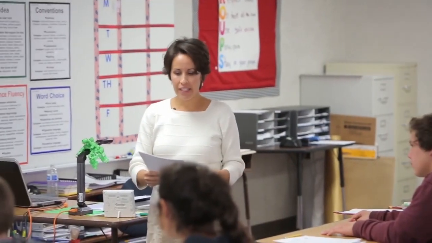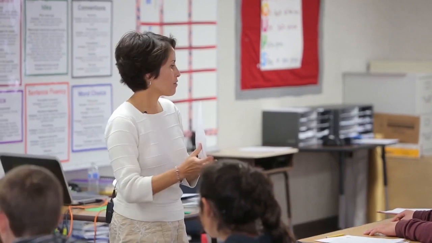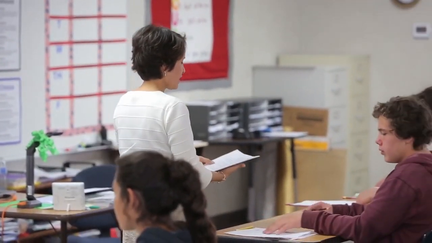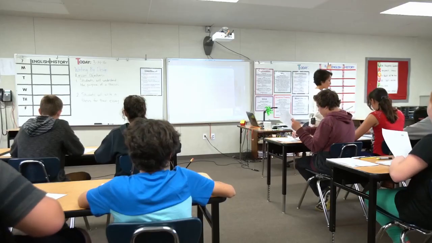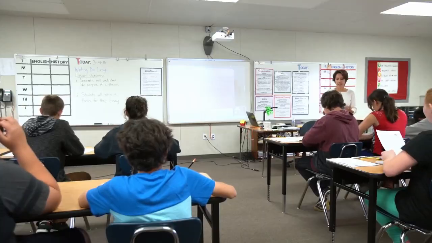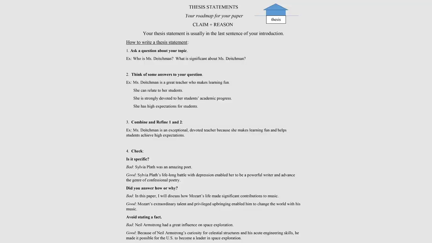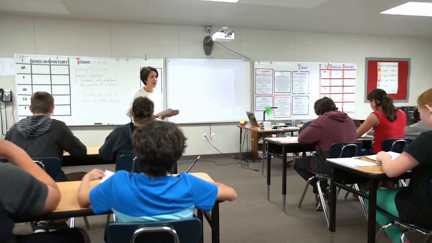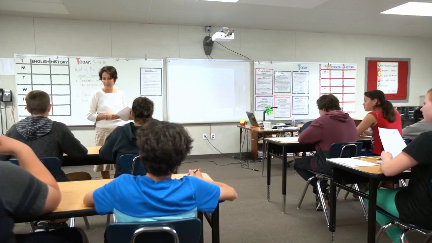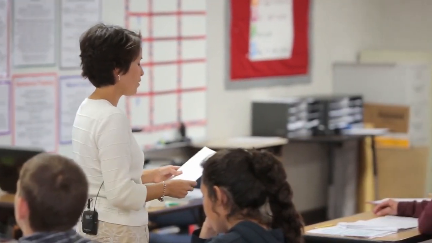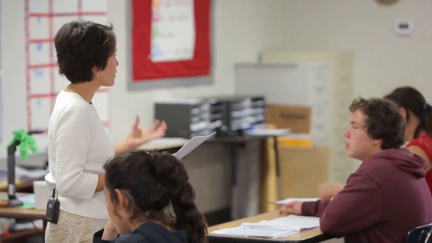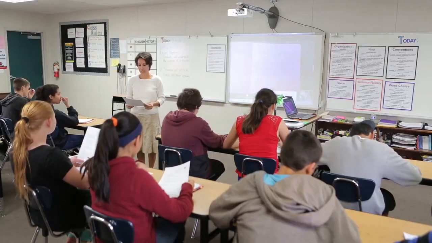So does everyone have a handout here? So go ahead and get this out, the thesis statements. And as you can see, there's a picture of a house up in the upper right-hand corner. The thesis is the foundation. Without a foundation, what would happen to a house? It would collapse, it would crumble, it would come down, right? It would not hold it up. So the thesis holds the rest of your paper up, okay?